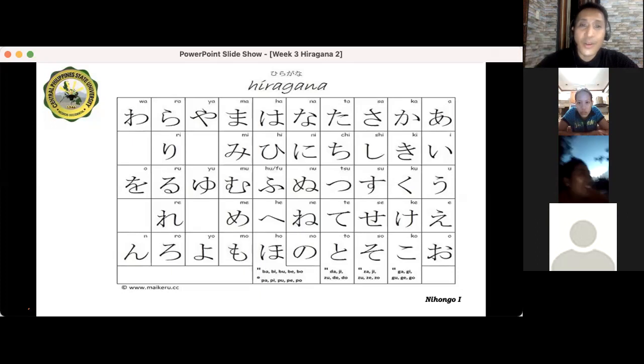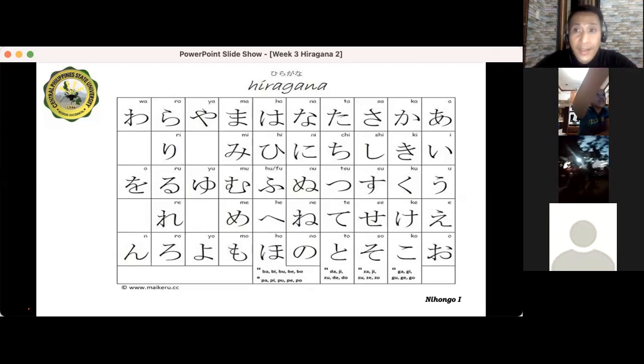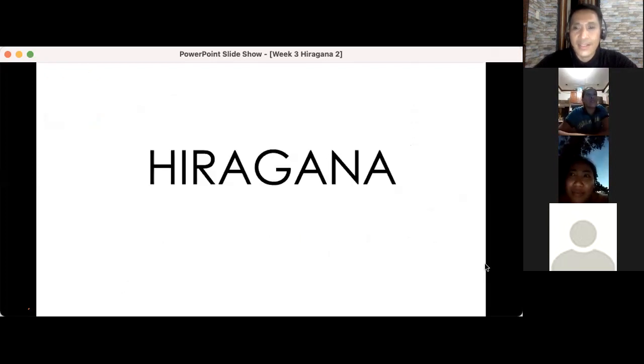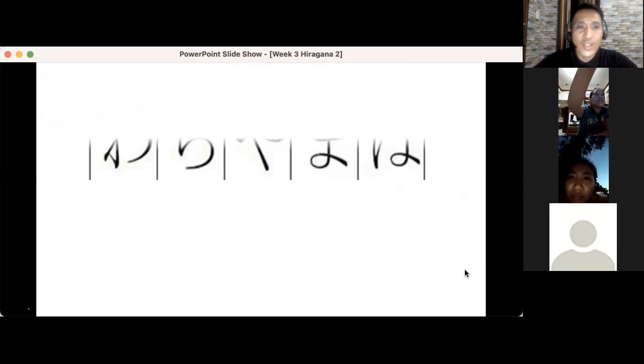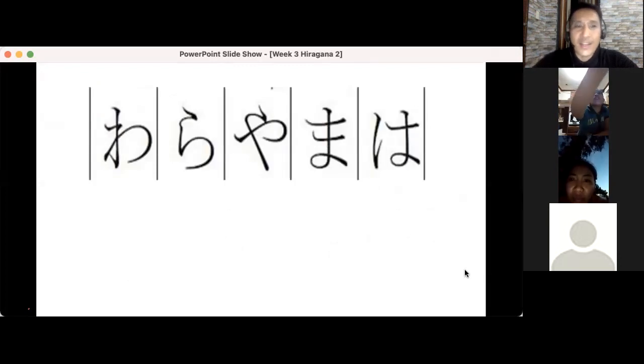So this is what we are going to learn actually today. Paano ba nag-iiba ang tunog ng kana kapag nilagyan natin ng dakuten or ng handakuten? Okay? So let's learn more about hiragana. So ito yung ano natin, review lang po. Who can read?